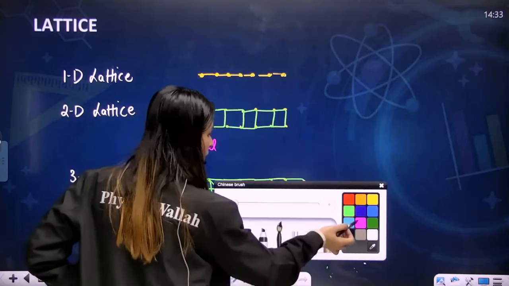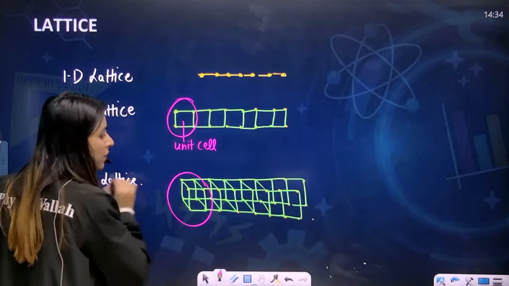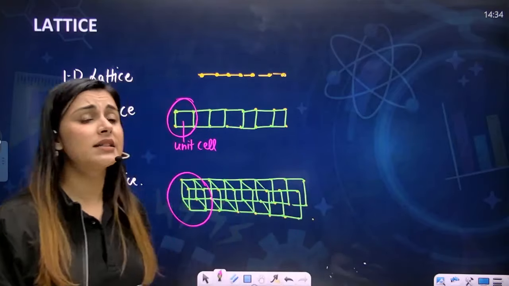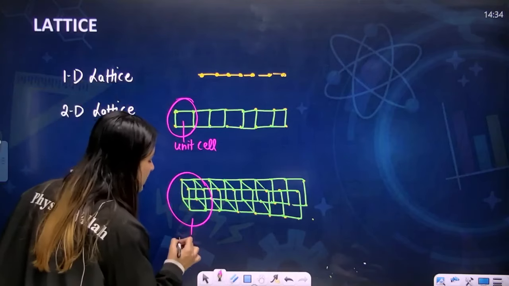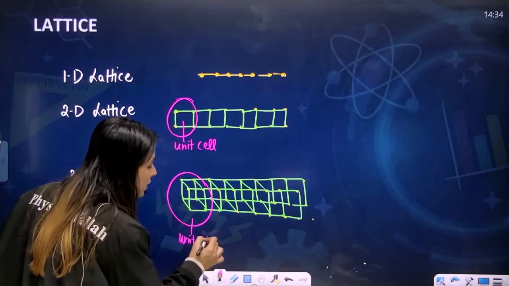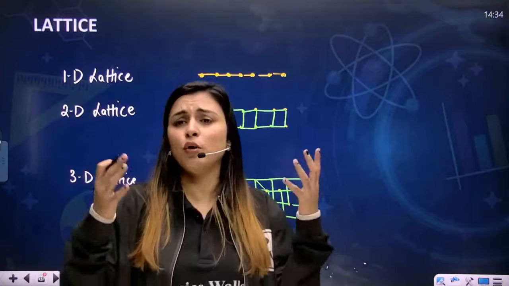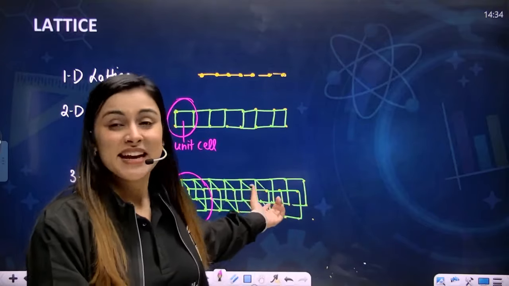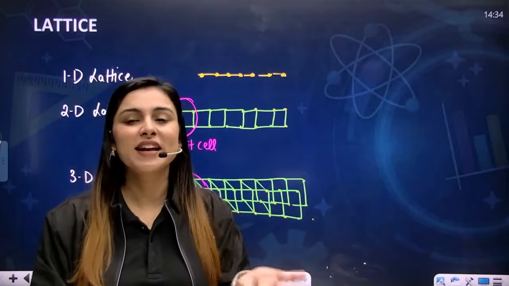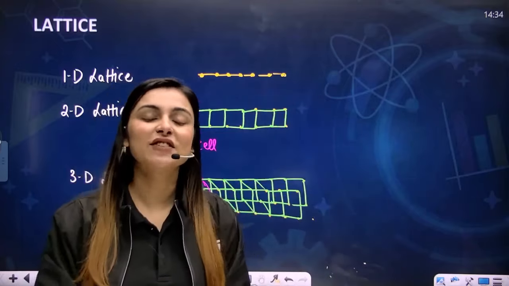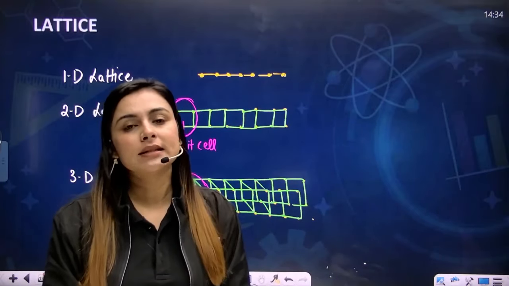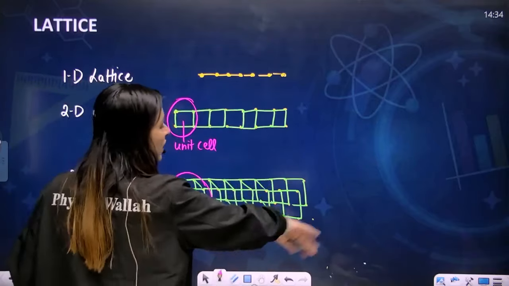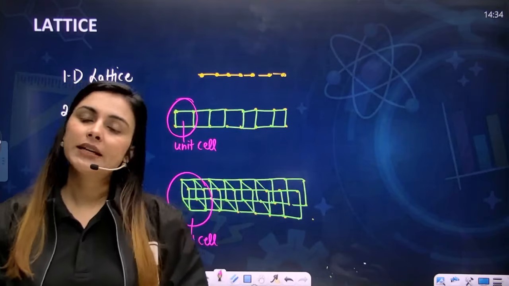Okay, perfect. Now, if you see, this one cube is repeating itself again and again. Since it is repeating itself again and again, I can say that this is my unit cell in three dimensions. So a square or a cube, or any cube or cubic or rhombohedral or anything, any unit that is repeating itself in the three-dimensional lattice will be known as the unit cell of the three-dimensional lattice. And this whole lattice in total will be known as the three-dimensional lattice.